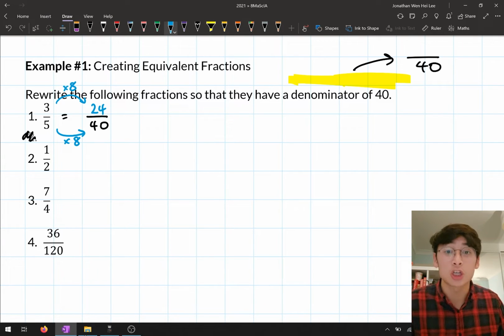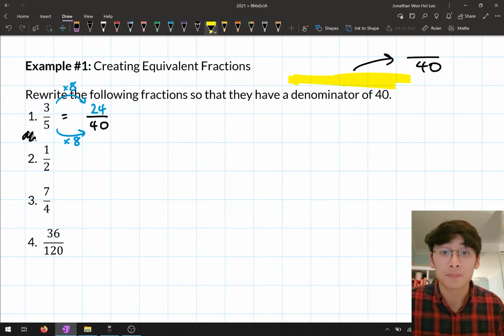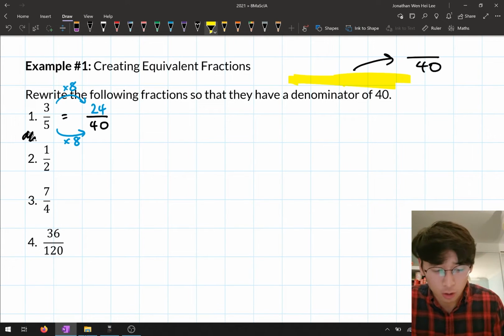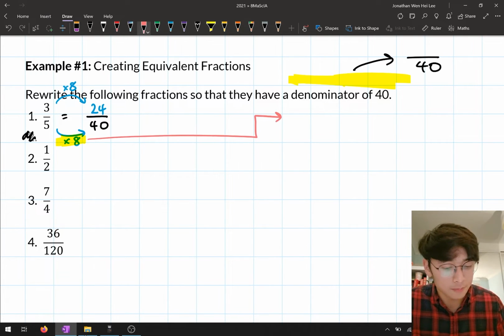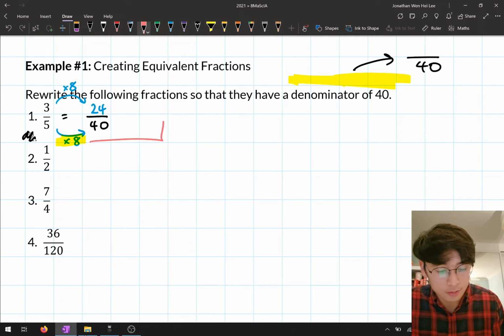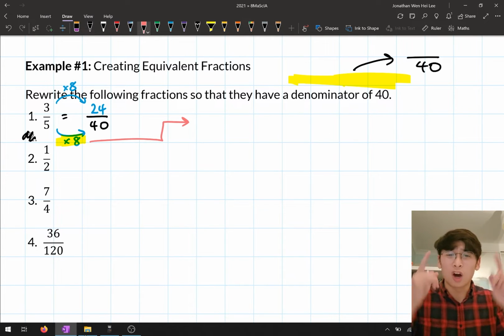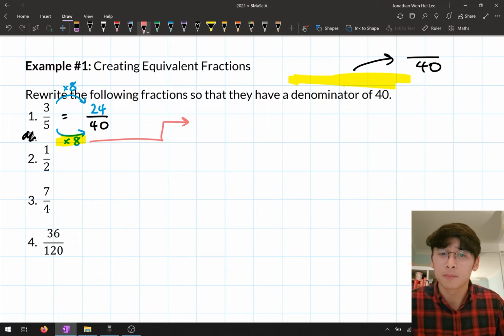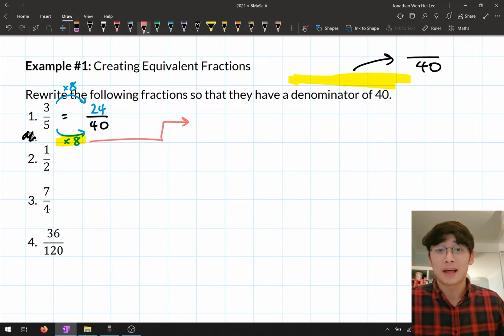If you're not sure how to do this, you can use a calculator to give you that number. Now, if you're not quite sure how to get this number of timesing by 8, another way that you can think of this is, I'm going to do it over here. I think of what's the opposite operation of multiplying. The opposite operation of multiplying is dividing.